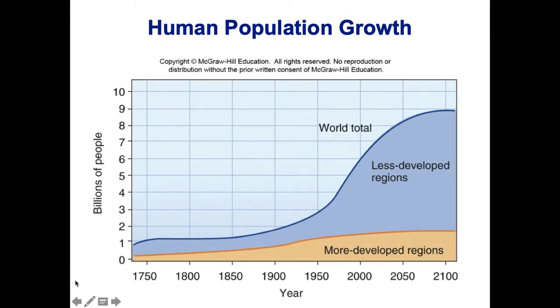What we can see is that in a lot of the more developed countries, so like the United States, Europe, Japan, places like that, the population growth has really slowed. Where we're seeing higher population growth is in less developed regions of the world. And so they're contributing a lot to population growth.